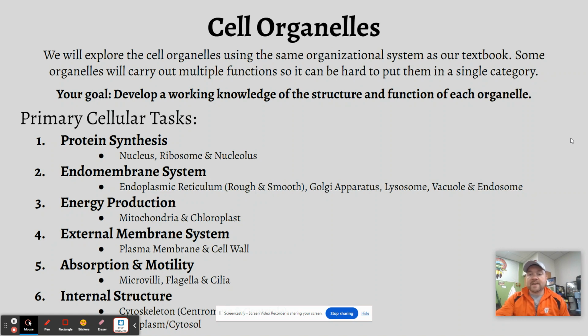You'll also be diving into one. You will become one for a dating game, speed dating, that we'll be doing in here, and I'll talk about that more in class. What I have here is I've separated it down into essentially 6 different tasks. These are tasks that the cell needs to accomplish in order to survive.